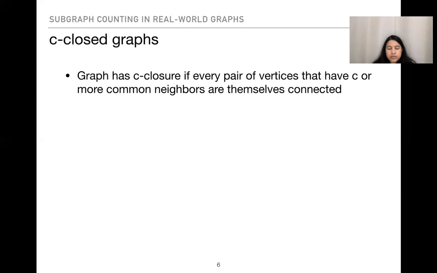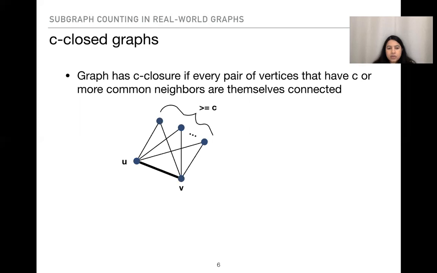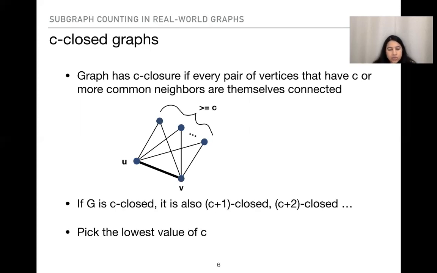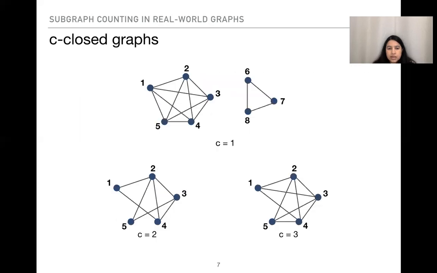The formal definition is that a graph is said to have C closure if every pair of vertices that have C or more common neighbors are themselves connected. So if you have two vertices, U and V, that have C or more common neighbors, there has to be an edge between those two vertices. If a graph is C closed, it is also C plus one closed, C plus two closed, and so on, and so we pick the lowest value of C. Now, to give some examples, C equals one corresponds to a disjoint union of cliques. And then you can have C equals two, C equals three, and so on.